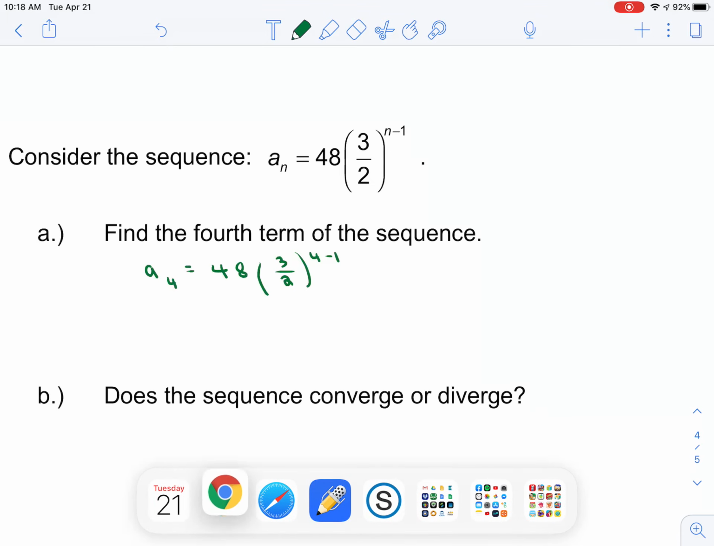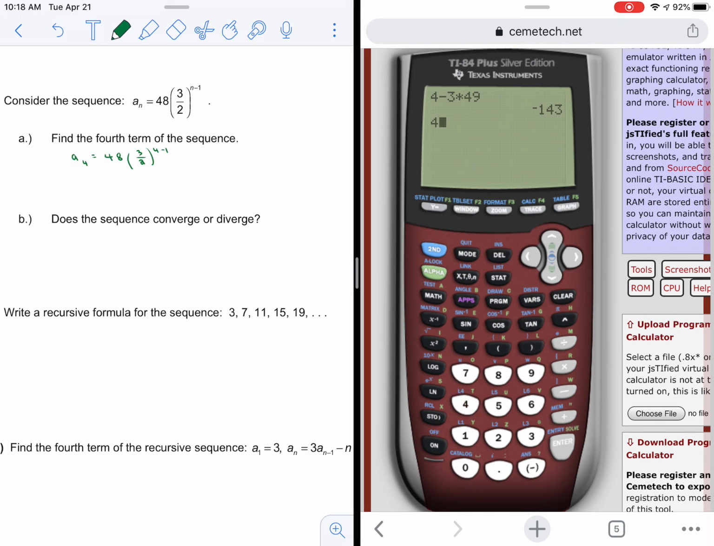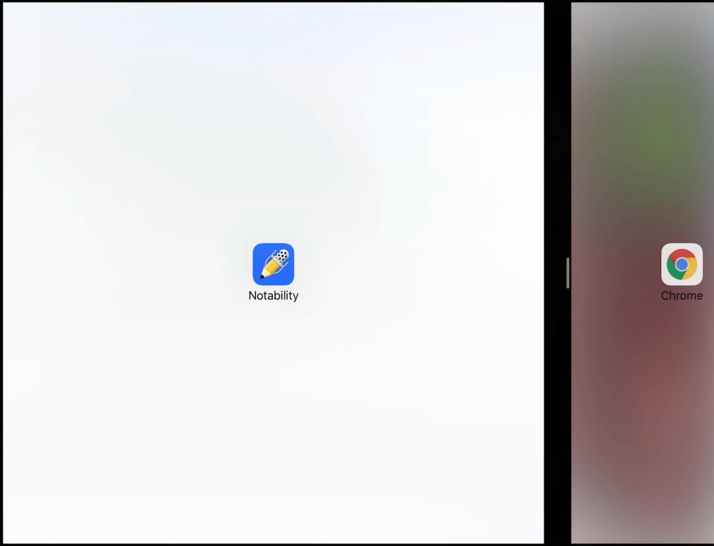Now, in my calculator, I can type this in, and I can do the 48 parentheses 3 divided by 2, and I'm going to raise that to 4 minus 1 is 3. So I'm going to get 162 as that fourth term. Now, will this converge or diverge? Even without finding any other terms of the sequence, I know the answer to this because I understand exponential functions.